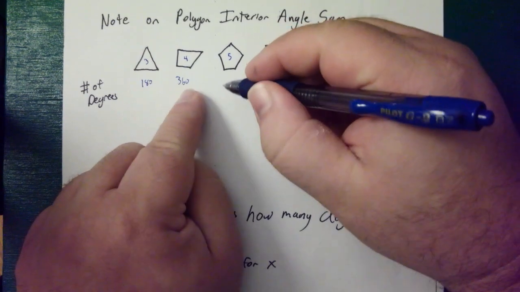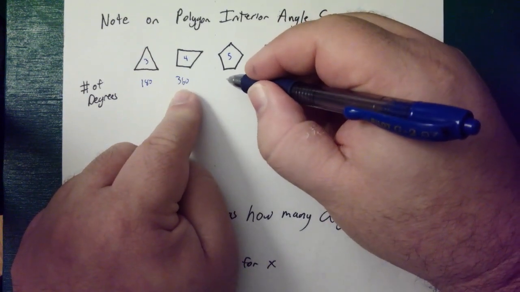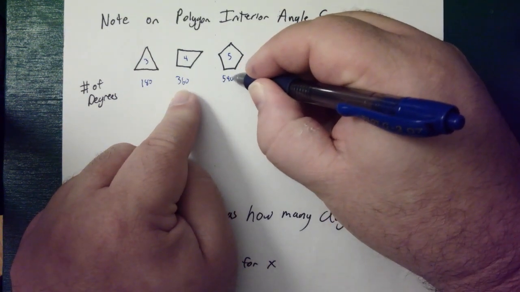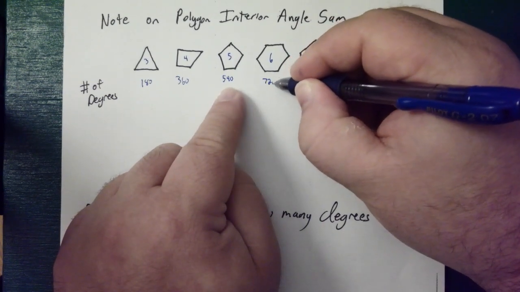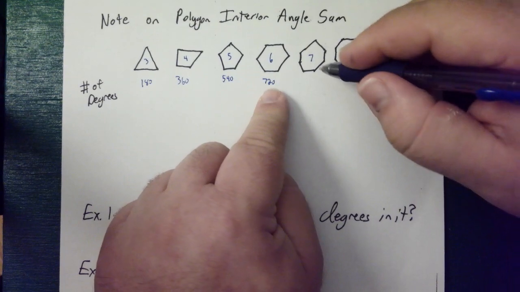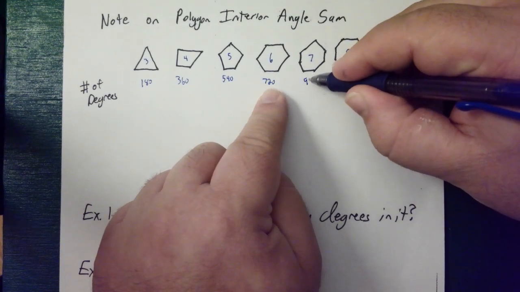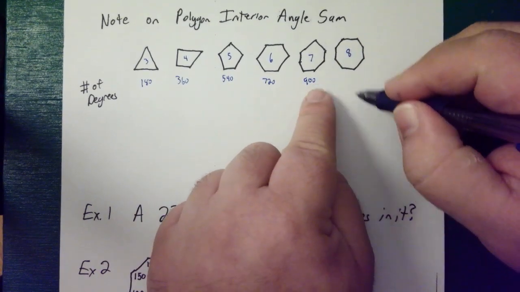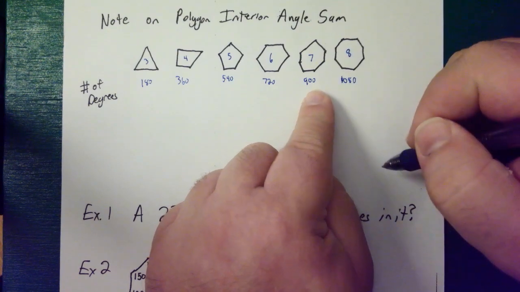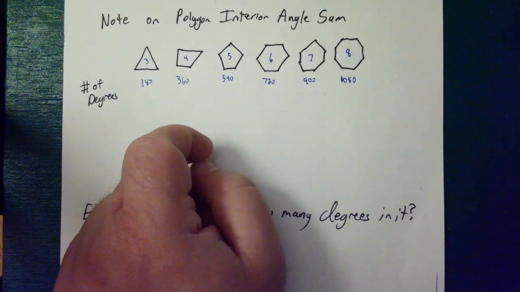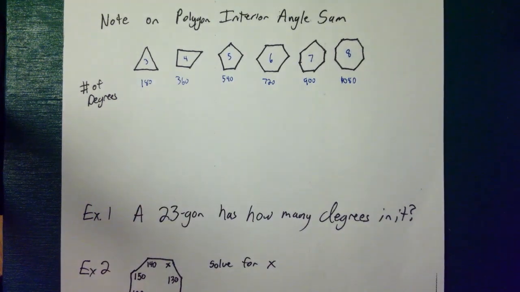So 180 plus 360 is 540. And 180 plus 540 is 720. And 180 plus 720 is 900. And 180 plus 900 is 1080. So here's the thing. We need to figure out a rule.